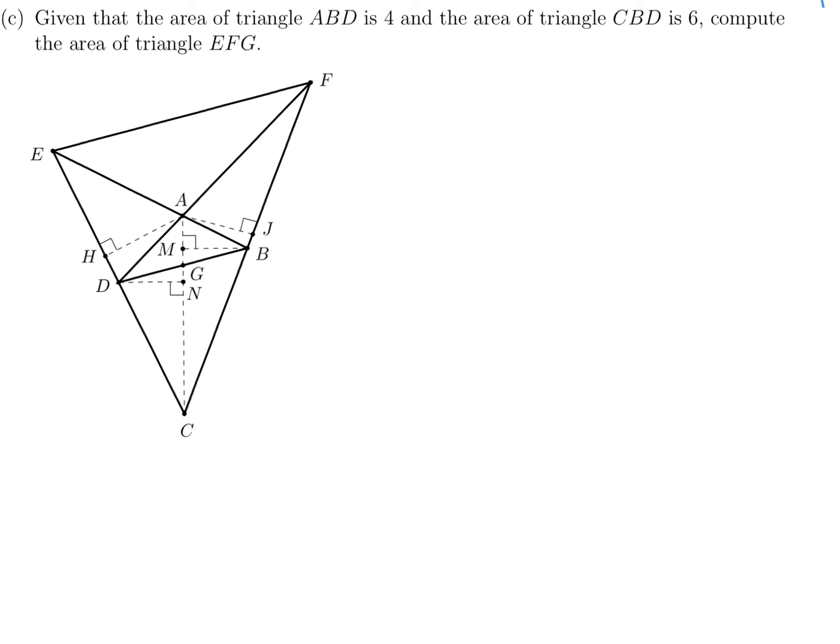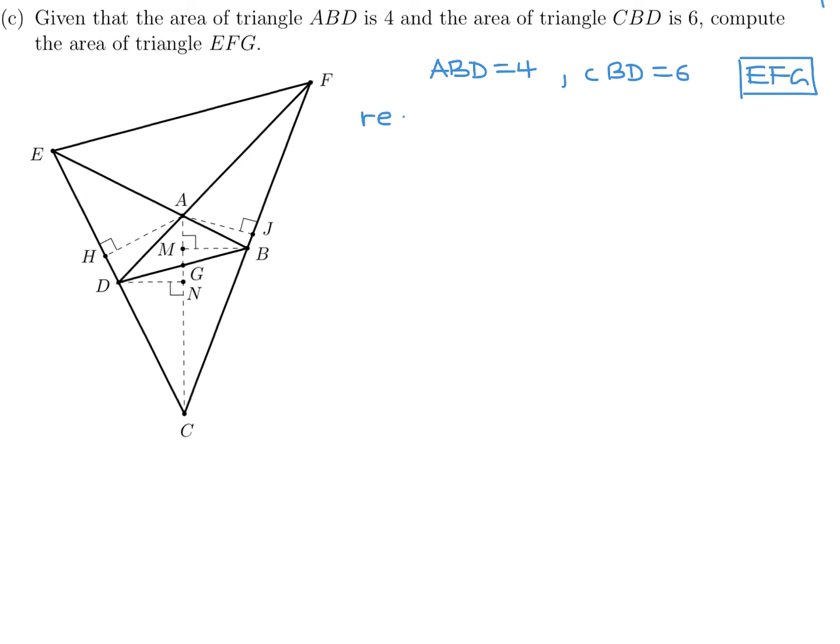Part C, given that the area of triangle ABD is 4 and that the area of triangle CBD is 6, compute the area of triangle EFG. So ABD, they're saying, is equal to 4, and CBD, they're saying, is 6, and they want me to find EFG. Okay, the area of that triangle.